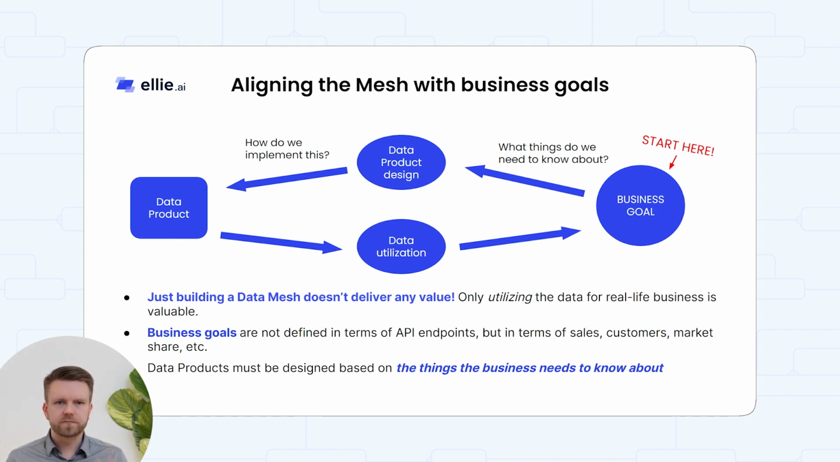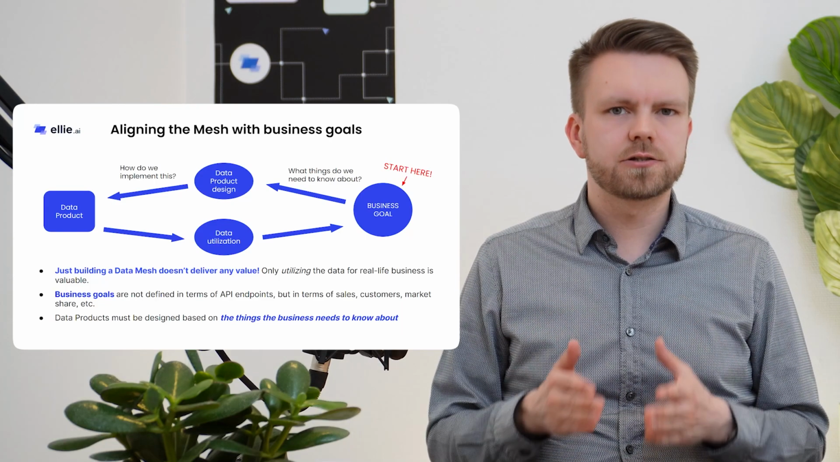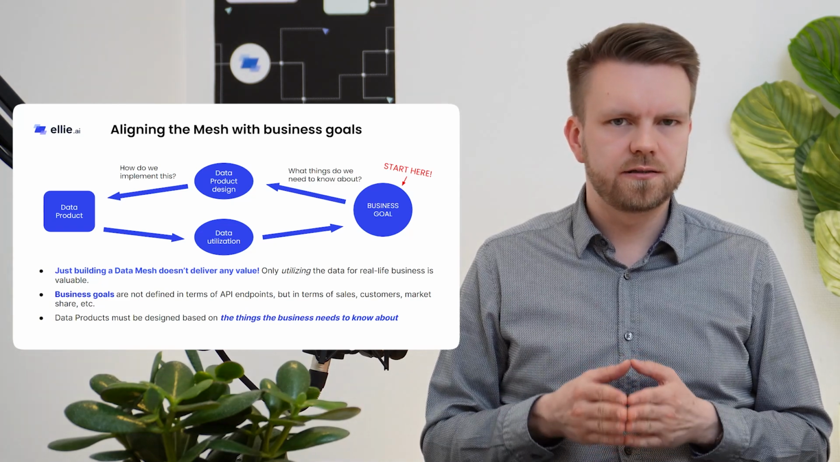It's always in terms of sales and customers, market share, and so on and so forth. So what sort of data products do we need to make available in order for the organization as a whole and domains as specific entities of that organization to be able to move towards these goals and actually produce value? That's the starting point for data product design in the mesh.